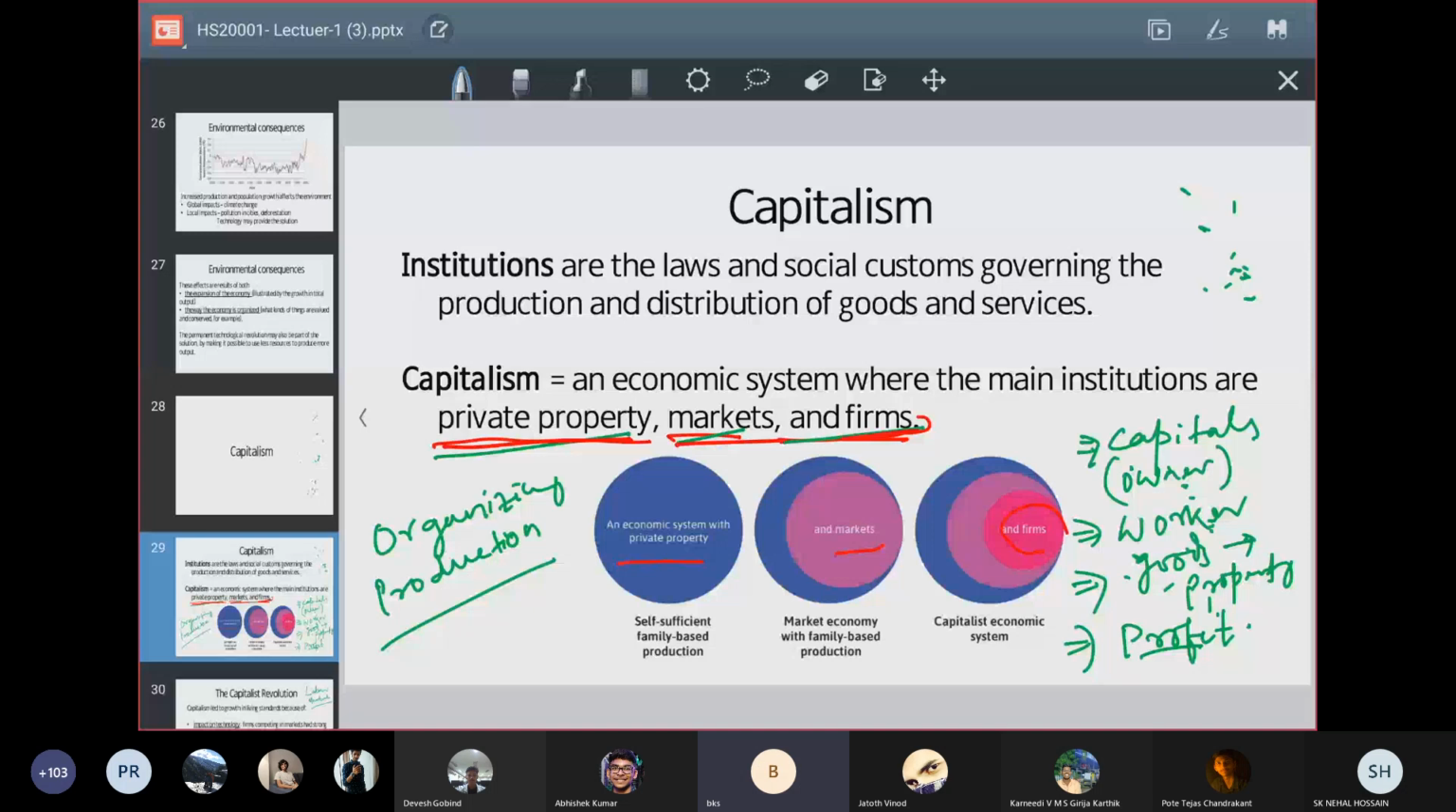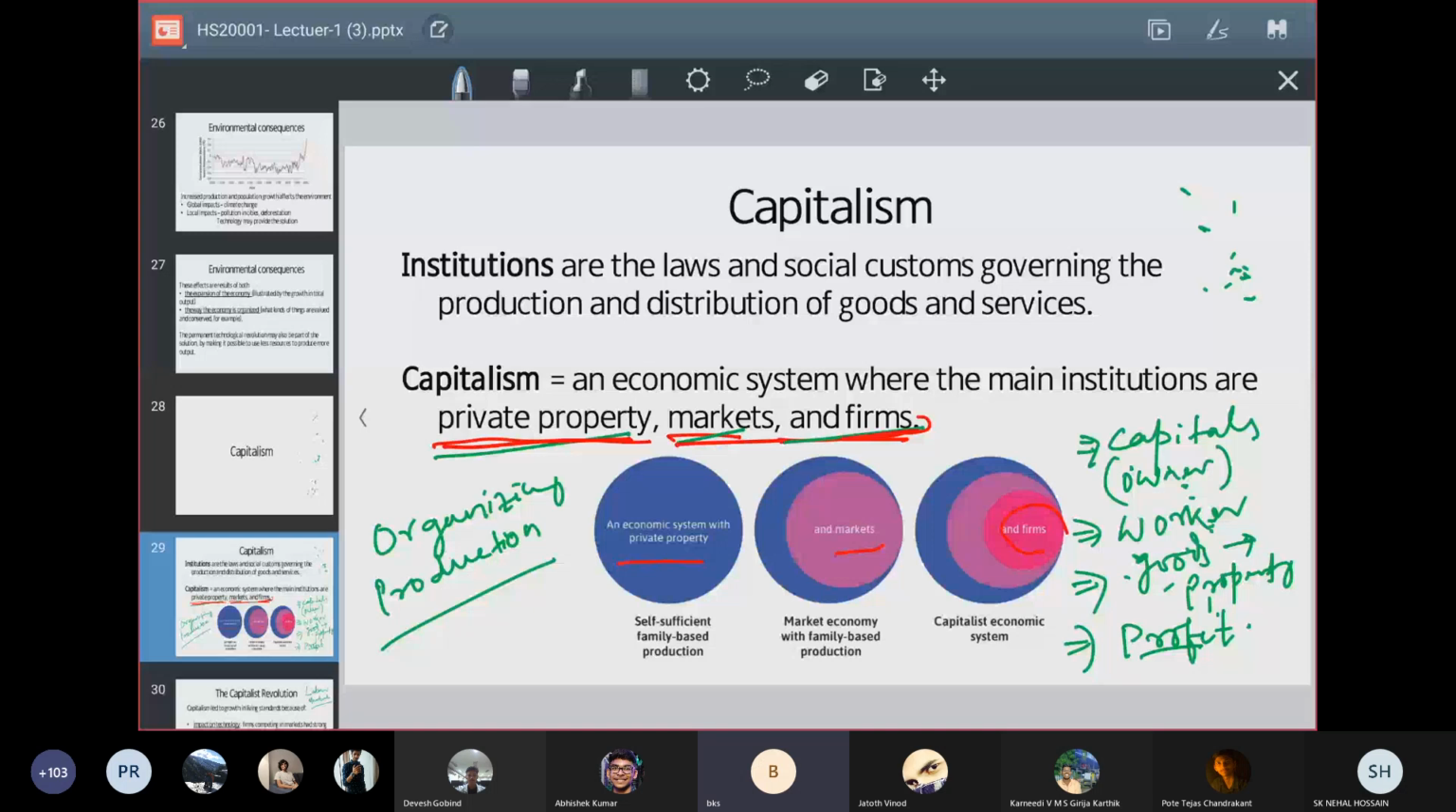By institution we mean the set of laws and social customs regulating production and distribution in different ways in families, in private businesses and government bodies. So in capitalism, private property, markets, and farms are the institutions that are important in organizing production and distribution of goods and services in the economy. So what do we mean by private property, markets, and farms?